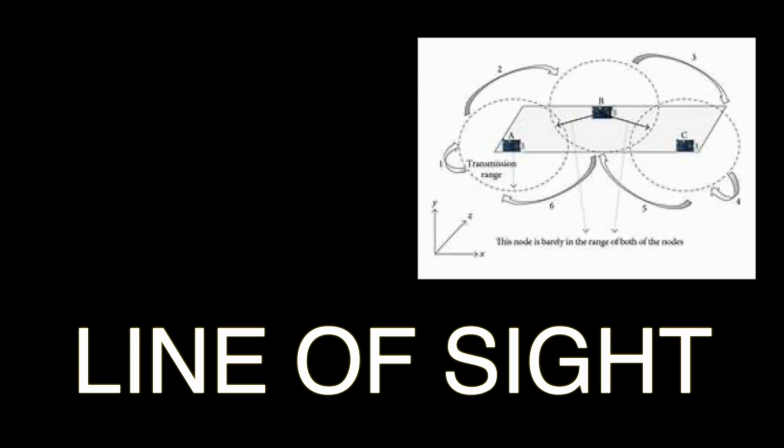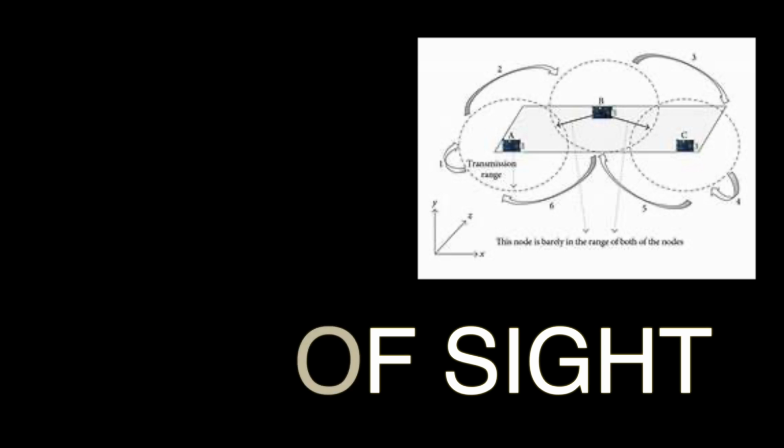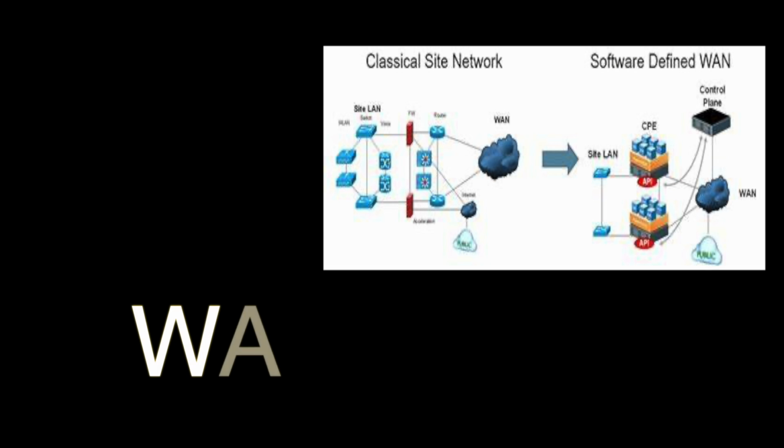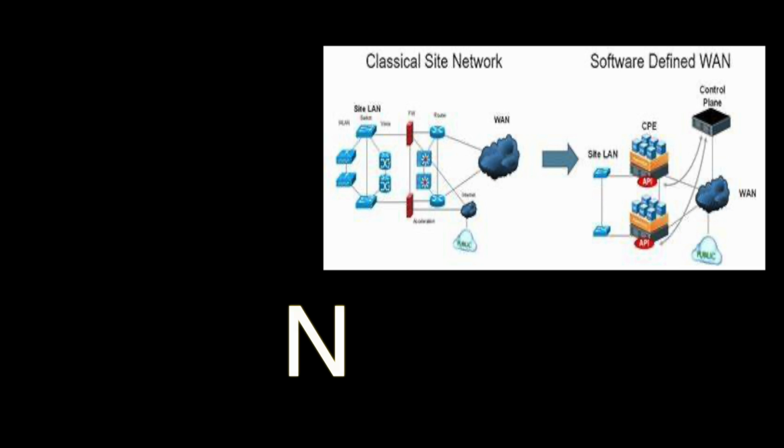Line of sight internet provides an over-the-air internet connection to buildings that have a clear line of sight to a dedicated mast. A local area network is a computer network that interconnects computers within a limited area, such as a residence, school, laboratory, university campus, or office buildings. A wide area network is a telecommunication network that extends over a large geographic area. Wide area networks are often established with leased telecommunication circuits.